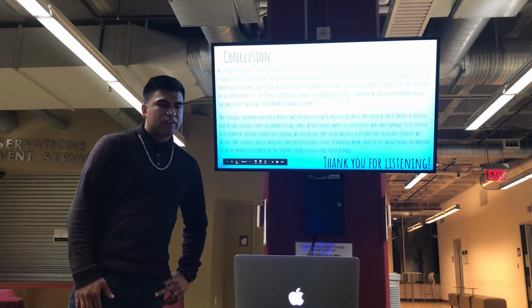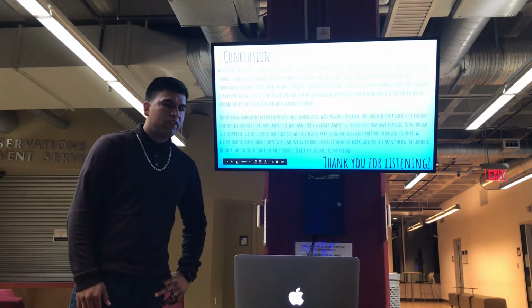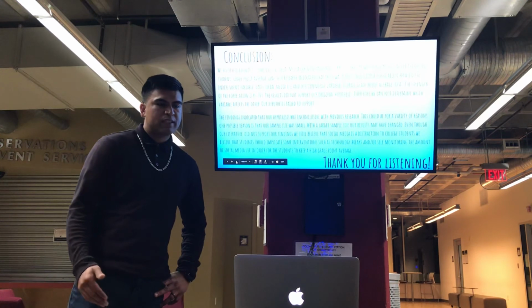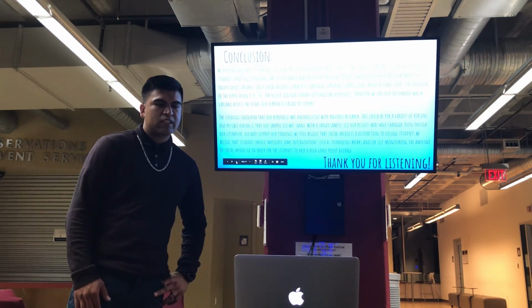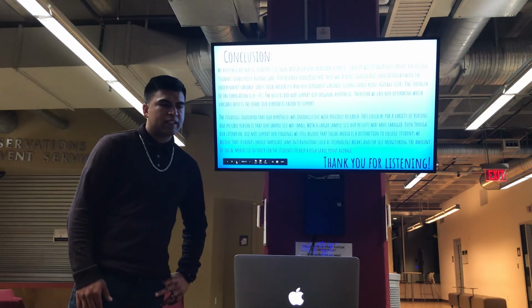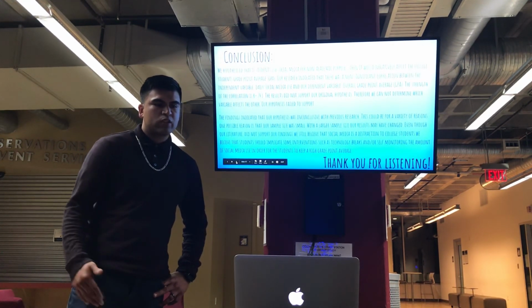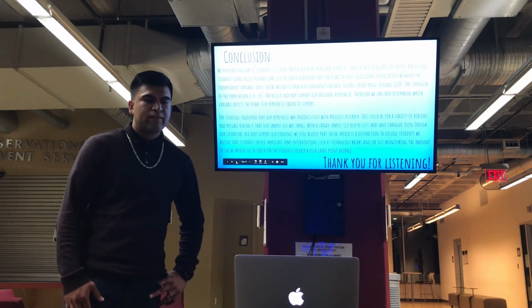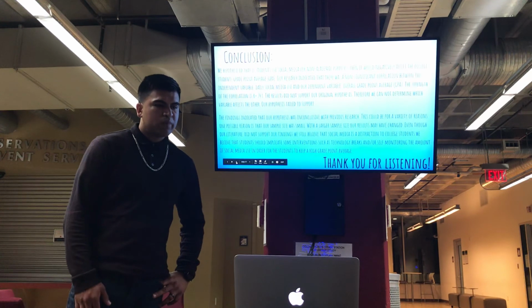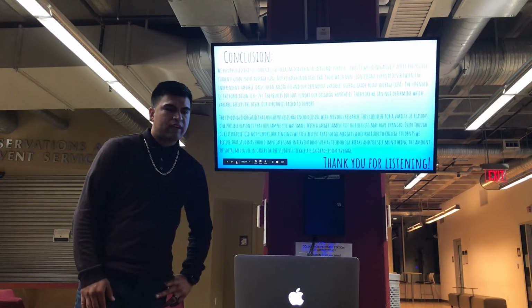Our hypothesis failed to be supported. The finding indicated that our hypothesis was inconclusive with previous research. This could be for a variety of reasons. One possible reason is that our sample size was too small. With a larger sample size, our results may have changed, even though our literature did not support our findings.